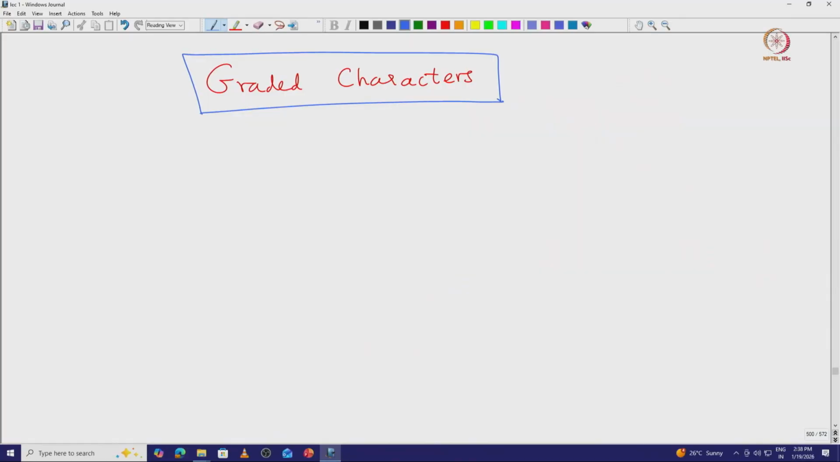Welcome back everyone. In this lecture we will compute graded characters of tensor product, symmetric product and exterior products. So let's fix some notations. Let's take V to be a finite dimensional G representation, and let's fix one element g in G.